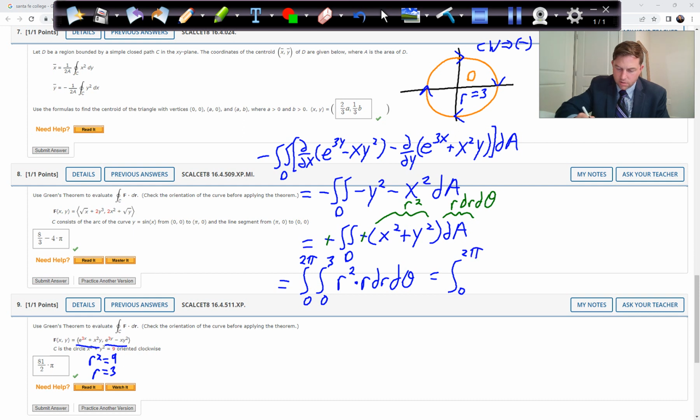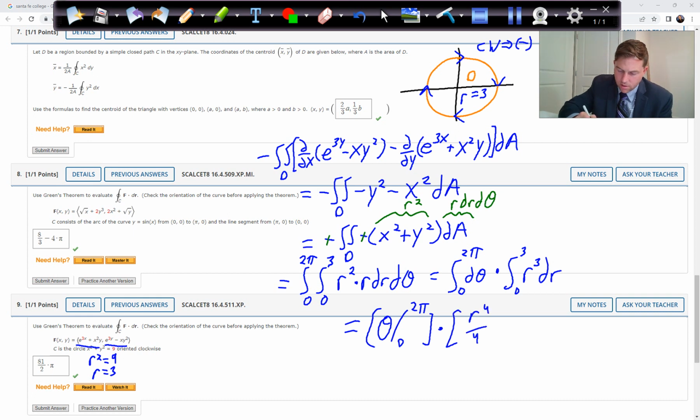Now, this is a little trick that you'll sometimes see. Because d theta and r are completely separated, there's no overlap between those two variables. Instead of having an integral inside of an integral, I can split them next to each other and multiply. So we're going to get the integral from 0 to 2 pi of d theta times the integral from 0 to 3 of r cubed dr. The first one is just going to be theta from 0 to 2 pi. The second one is going to be r to the 4th over 4 from 0 to 3.